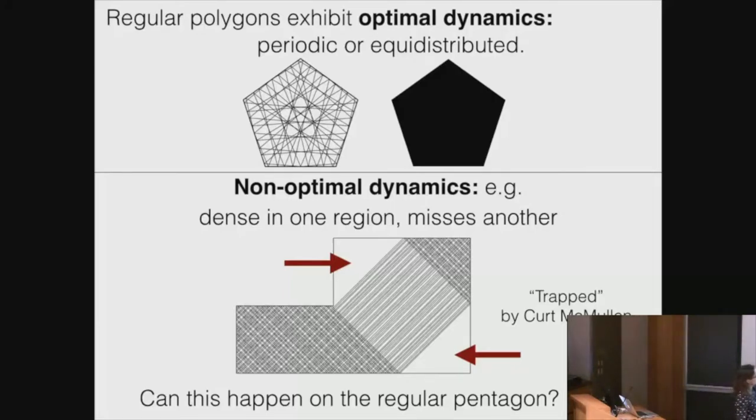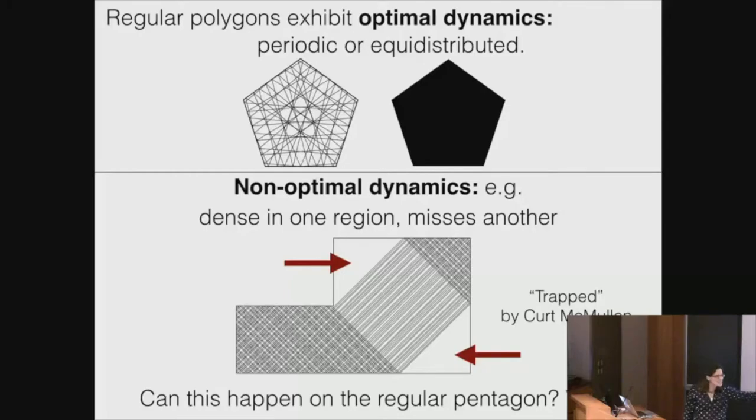But here's an example. This is a square billiard table with an irrational rectangle put on the side. And so this path would go and fill up this area, and it would never, ever get into those corners. Can you kind of see how that's going on? So you might wonder, can this happen on the pentagon? What do you think? Well, no, it can't, because they exhibit optimal dynamics. It's a regular pentagon, but kind of, yes.